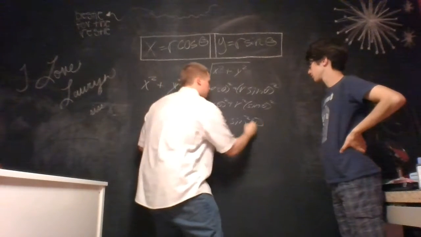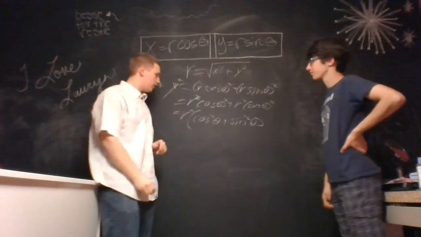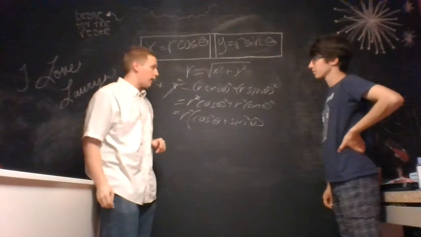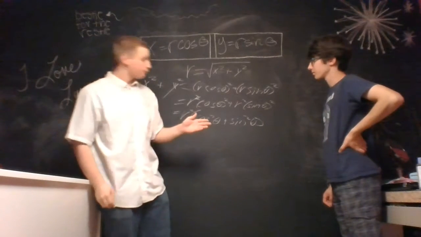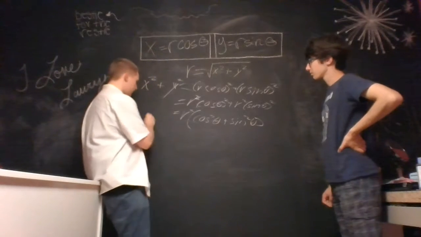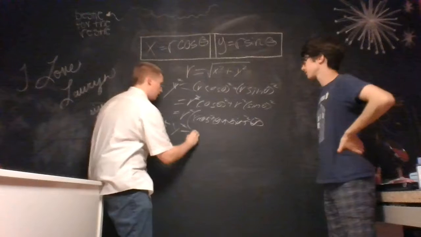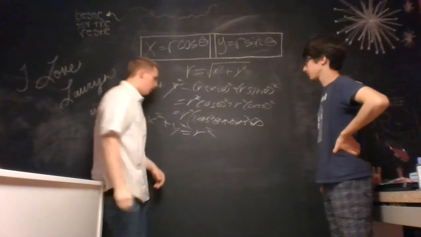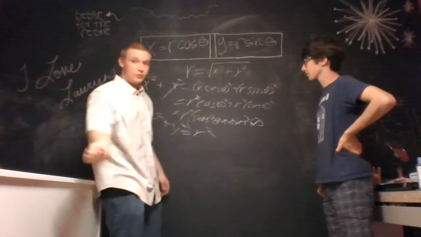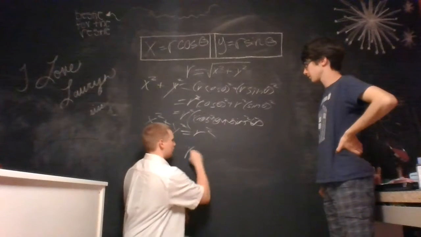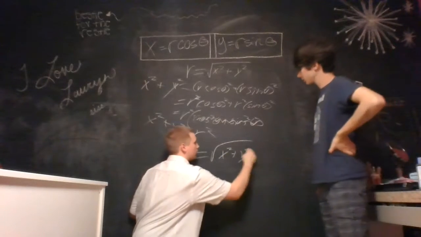And this might look a bit familiar to you people, as it should, because cosine squared plus sine squared, as most people do know from trigonometry, is just equal to 1. And so we get ourselves x squared plus y squared equals r squared. We got a nice neat little function right here. And then we can just take the square root of both sides, and then we got ourselves r equals square root of x squared plus y squared.